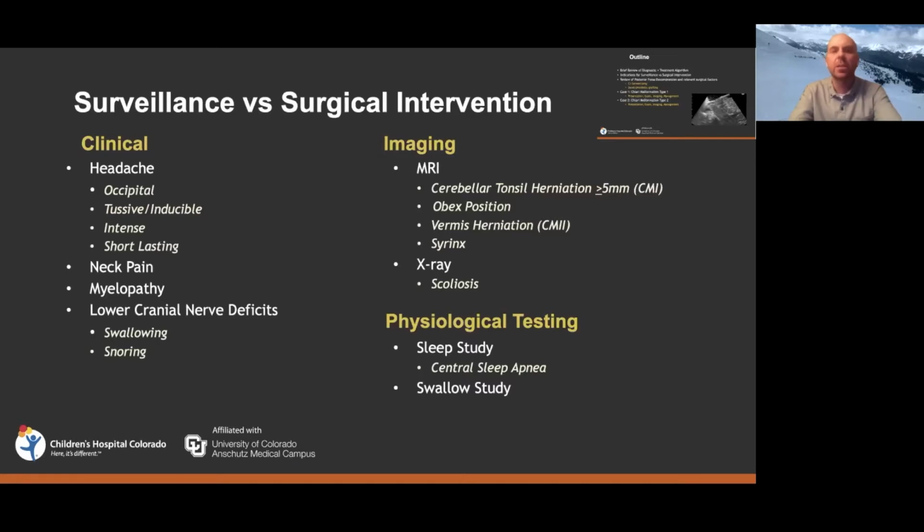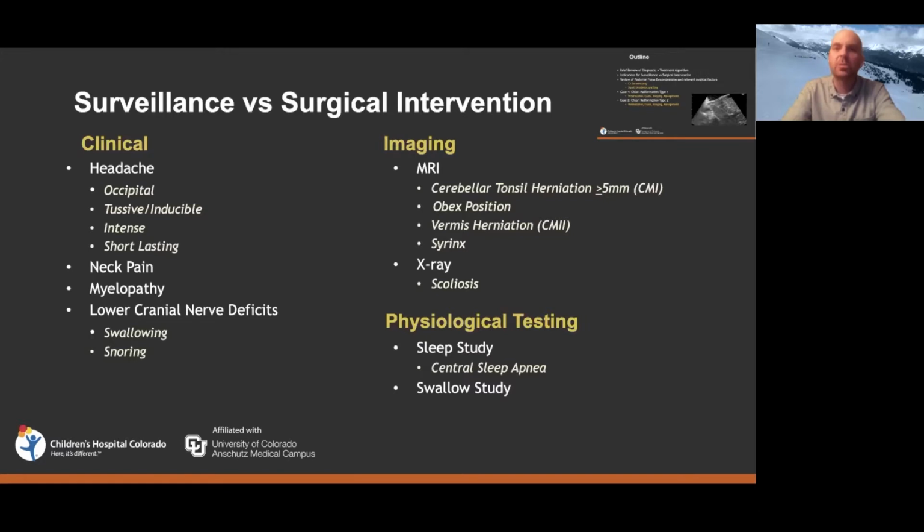The classic clinical pieces when you're evaluating a patient for Chiari malformation: headache is number one. Is the headache occipitally located? As I mentioned before, is it a tussive headache? Is it an inducible headache? Is it an intense headache that comes on really strongly when you cough and then goes away really quickly? Intense, short-lasting. Those are your classic textbook headaches that can be treated by surgical decompression of a Chiari, if a Chiari is present.